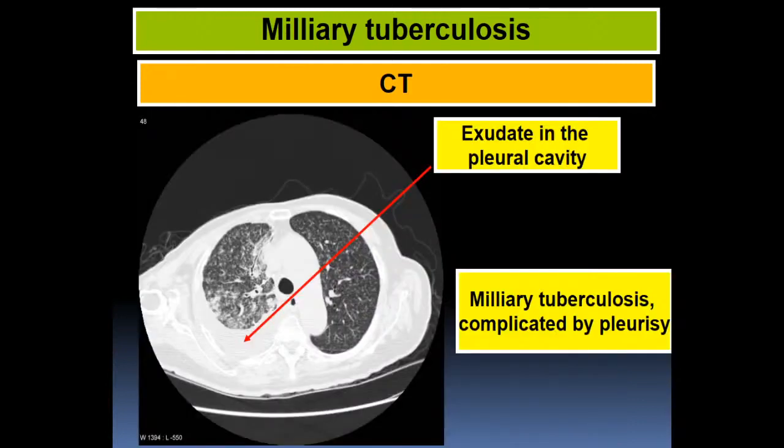On this tomography, in this layer of the CT scan, we can see many small focal shadows in both lungs and a complication, exudate in the pleural cavity on the right side. That's why this is miliary tuberculosis complicated by pleurisy.